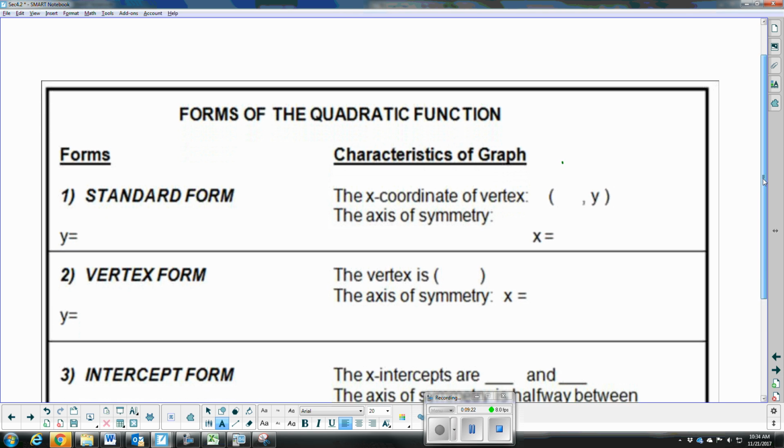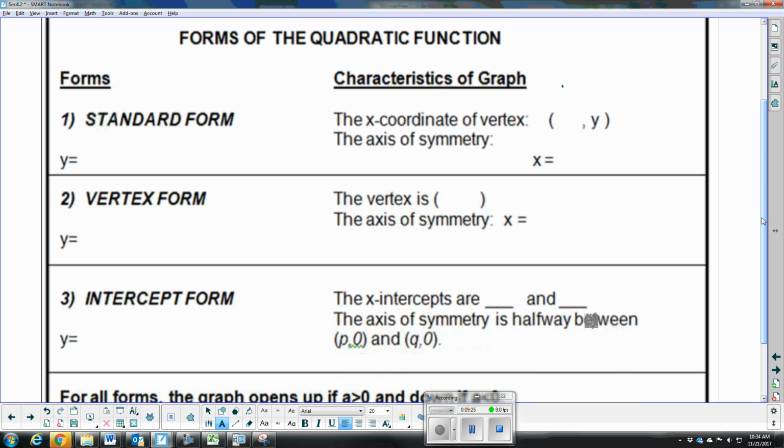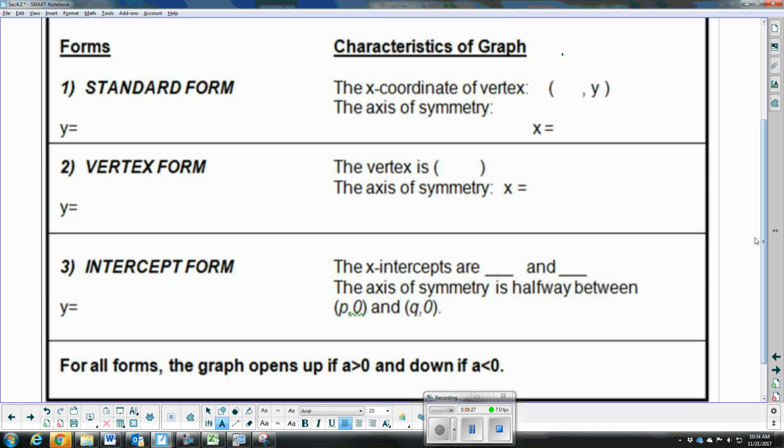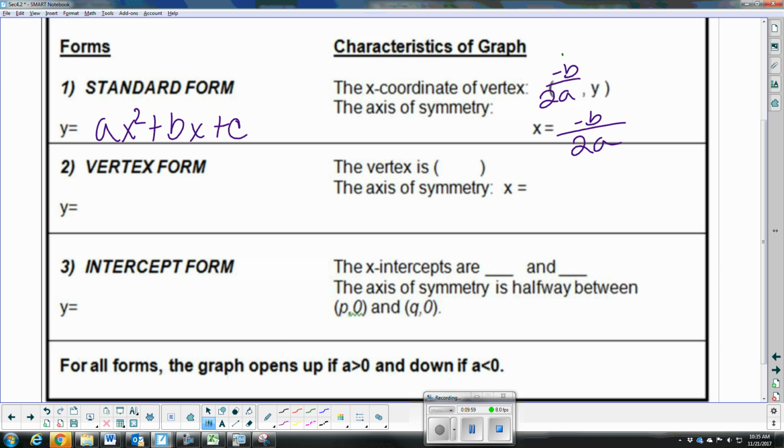Okay, now the next part is forms of the quadratic equation. We've got standard form, vertex form, and intercept form. So just to put this all in one place and so you can see it all organized, your standard form is y equals ax squared plus bx plus c. The x-coordinate of the vertex is negative b over 2a, and the axis of symmetry is your x-coordinate, which is negative b over 2a.